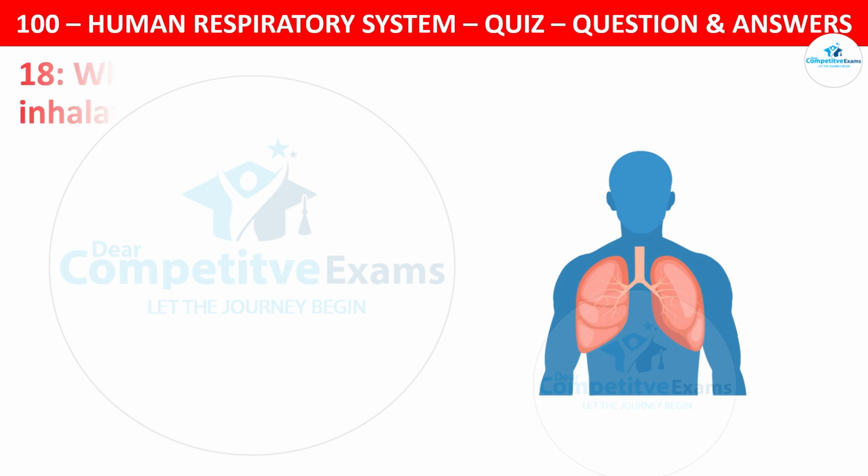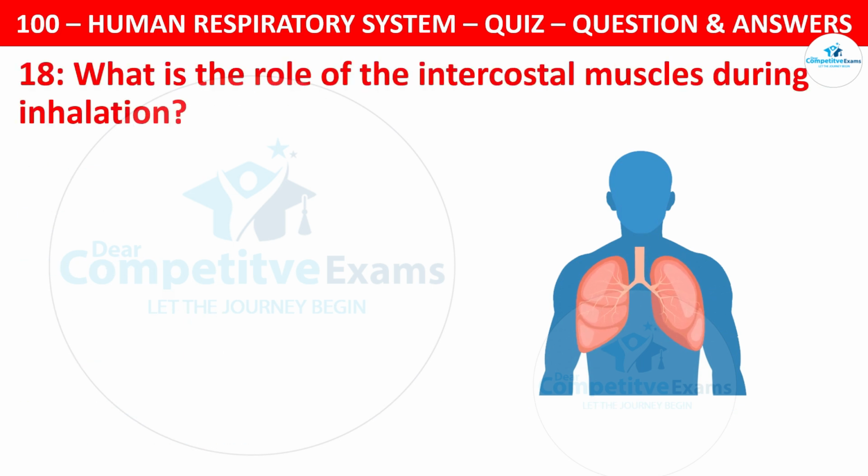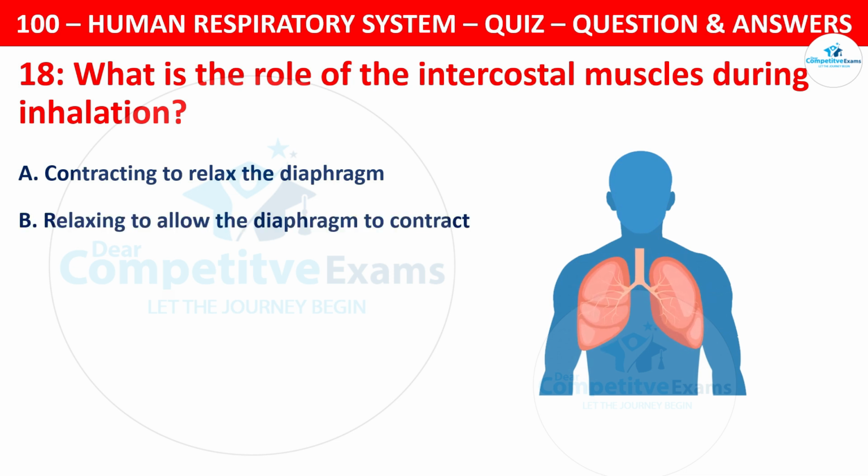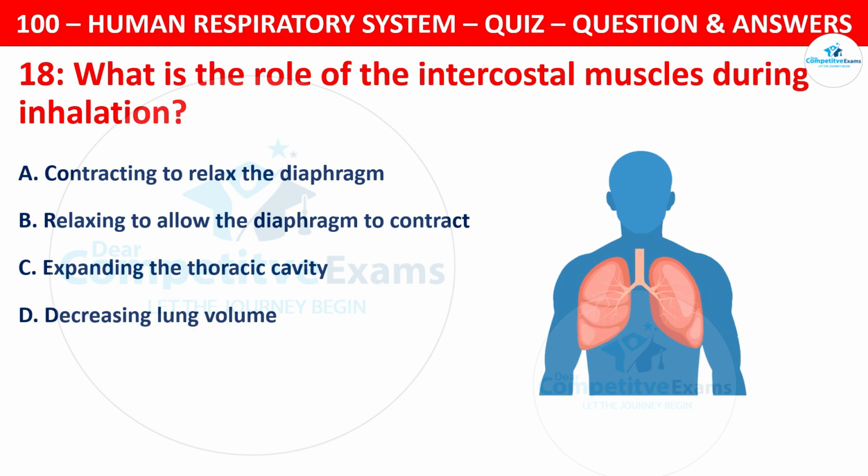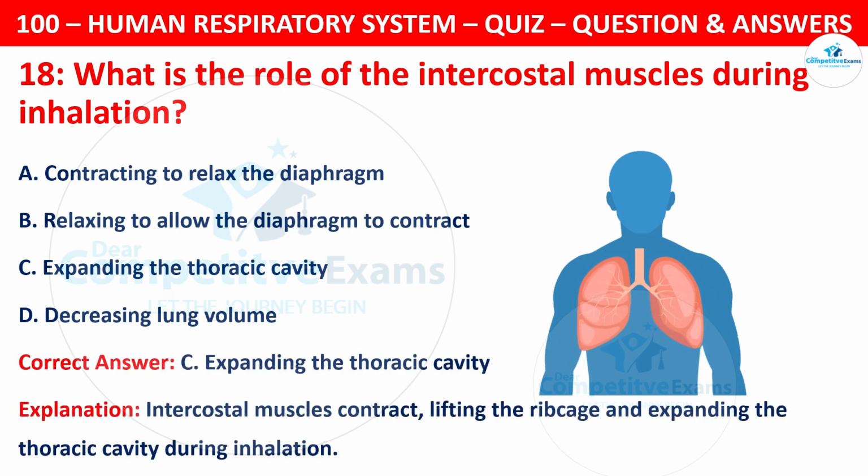Question number 18. What is the role of the intercostal muscles during inhalation? Your options are contracting to relax the diaphragm, relaxing to allow the diaphragm to contract, expanding the thoracic cavity, or decreasing lung volume. The correct answer is C, that is expanding the thoracic cavity. The intercostal muscles contract, lifting the rib cage and expanding the thoracic cavity during inhalation.